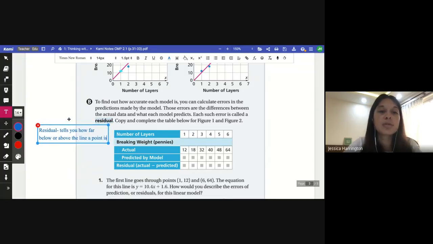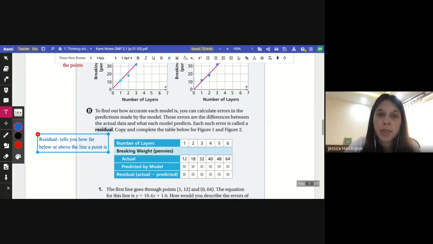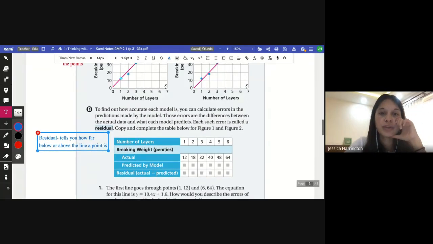If you find the residual, it literally tells you the distance from the line. So if I went up here, the residual would be the distance from this pink line to the blue point. So how far away that is, right? It was this distance below. So we're going to actually go ahead and do that.